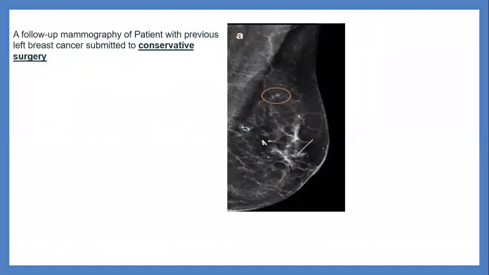Okay, another patient. I would like to take this case. Follow-up mammography of a patient with previous breast cancer who underwent conservative surgery. This is her follow-up.